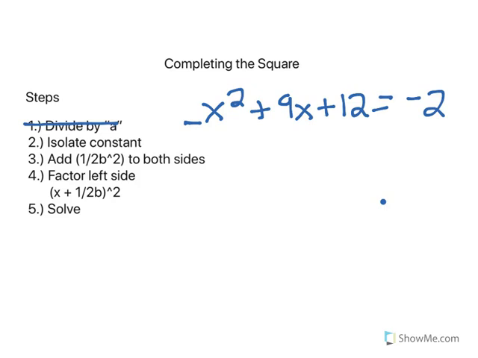Step 2 says to isolate our constant. So we're going to move our 12 over to the other side. There happens to be a -2 already over there. Not a big deal. So this is going to be x squared plus 9x. I'm going to leave that space like I normally do. And when I subtract 12 on both sides, I'm going to get -14.